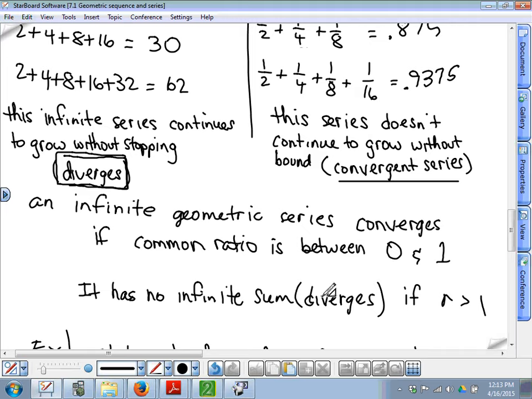The series diverges. It has no infinite sum if the common ratio is greater than 1. Like this one on the left. The common ratio was 2. So it diverges.